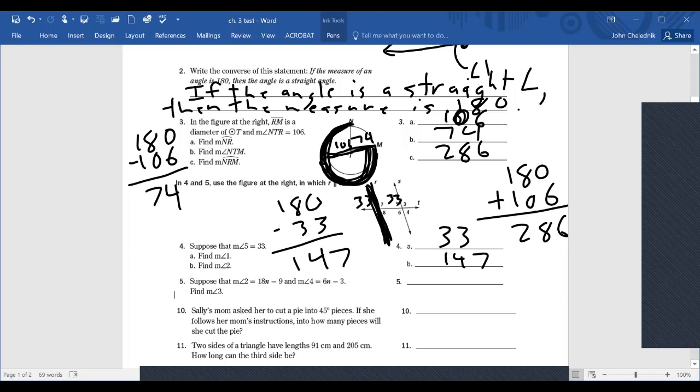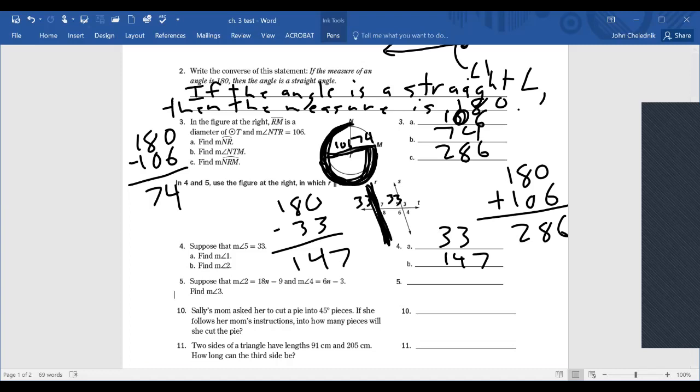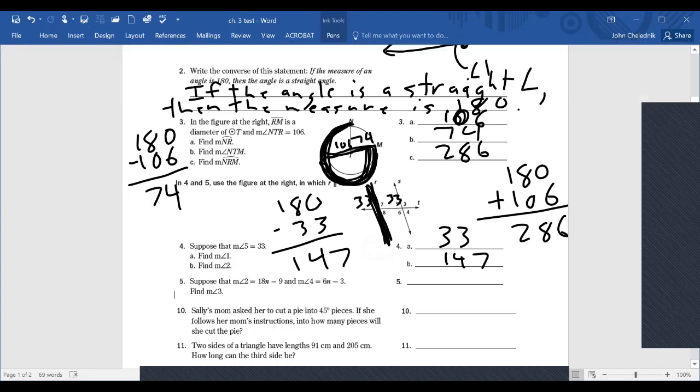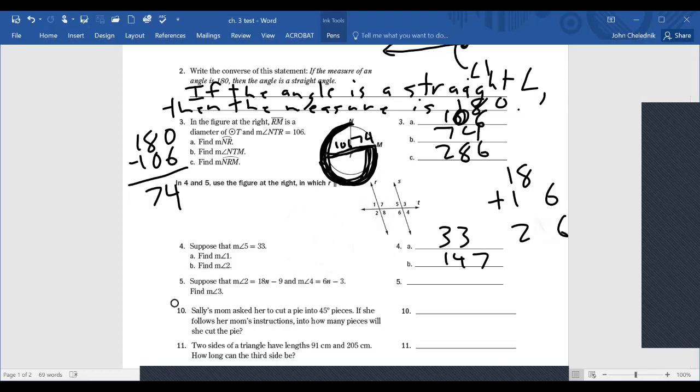All right? Number 5, it says, suppose that the measure of angle 2 equals 18n minus 9. The measure of angle 4 equals 6n minus 3. Find the measure of angle 3. So I think we're supposed to forget about the previous numbers that we calculated and start fresh. So, okay, let's do that. Let me give myself some space here. Starting fresh, okay, 2 is 18n minus 9. Okay, and 4 is 6n minus 3.